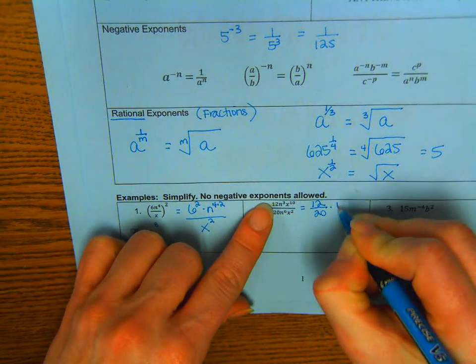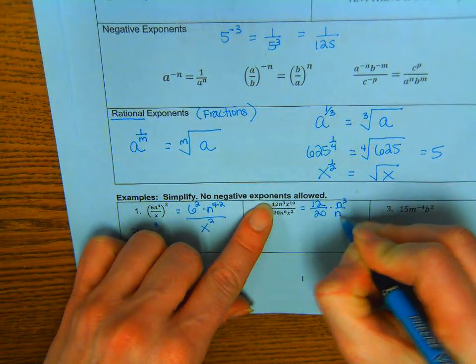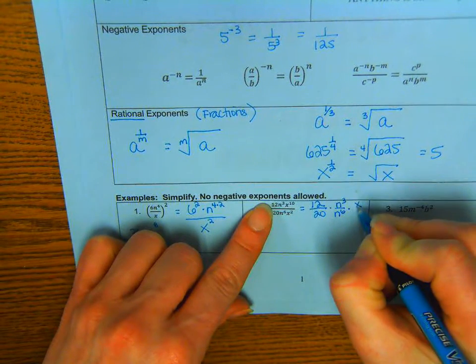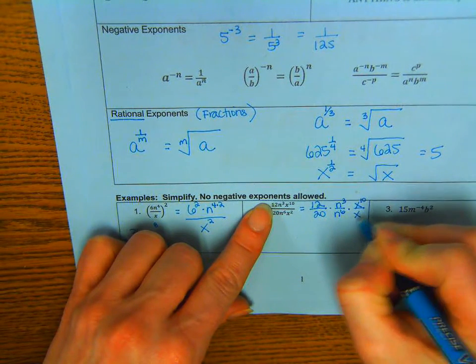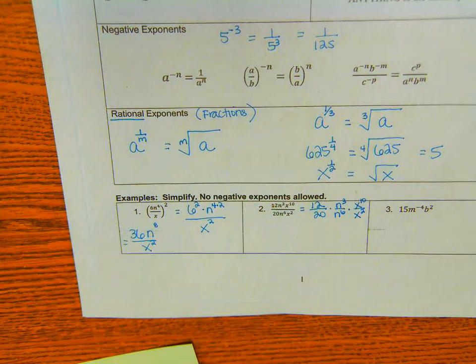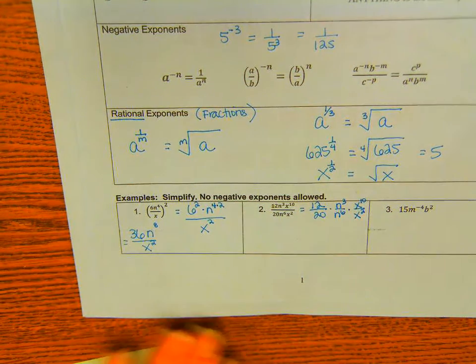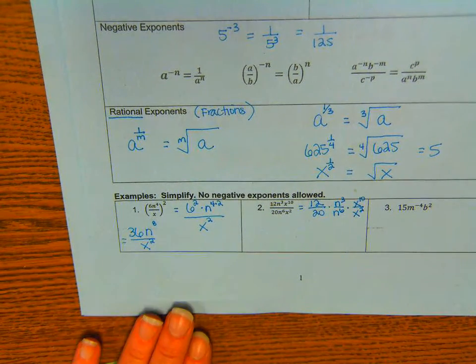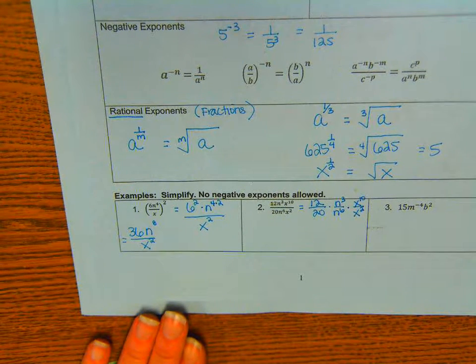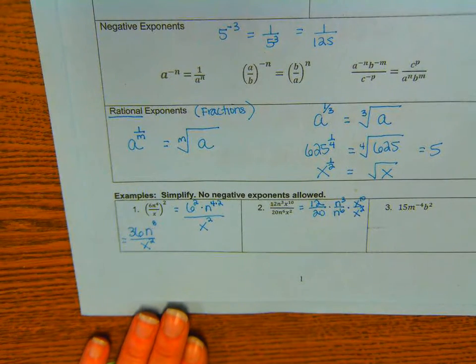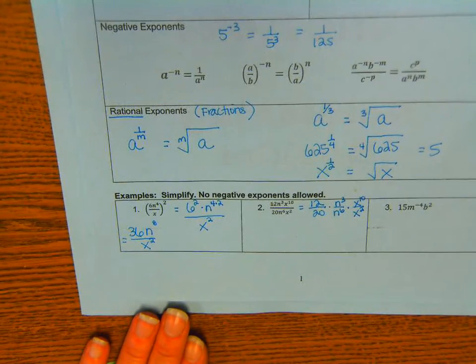Can somebody reduce 12 over 20 for me? What does that reduce to? What can you pull out of top and bottom? Can you divide both by 4? Yep. What's 12 divided by 4? 3. And what's 20 divided by 4? 5. Okay. Now let's rewrite these.